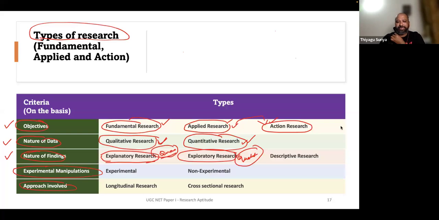And you know the descriptive research describes the data only. It describes the sample representation only. Therefore, it's called descriptive research. It only describes the sample representation.